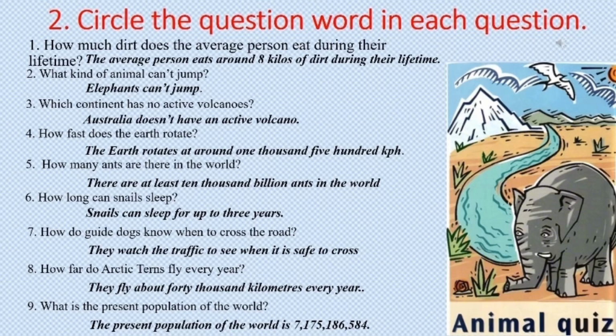Now look back at the quiz questions in the book. In each question, circle the question word, the word that asks for information. Work individually first, then compare the answers with the partner. Okay, let's check together. I'll read each question, and you tell me which words you circled.